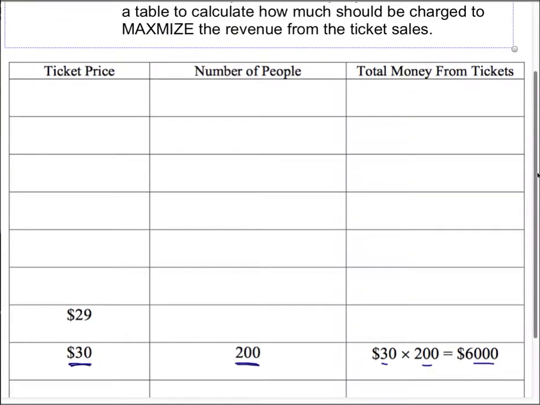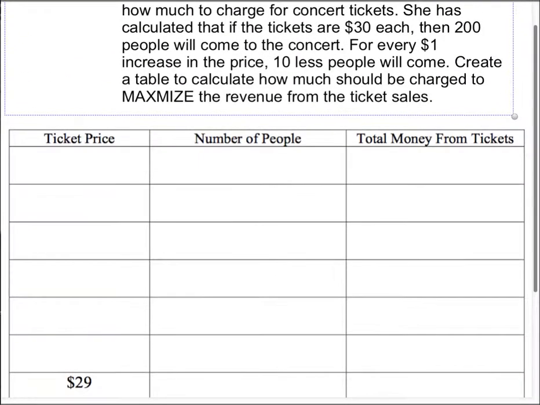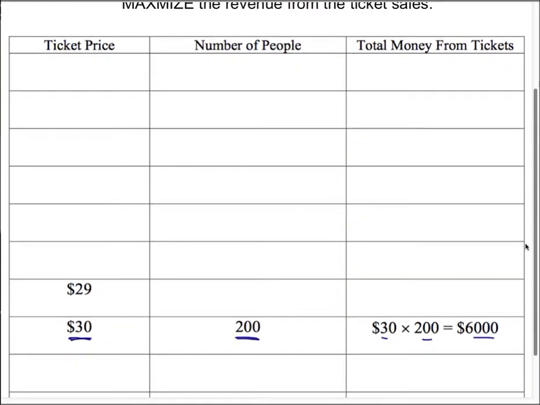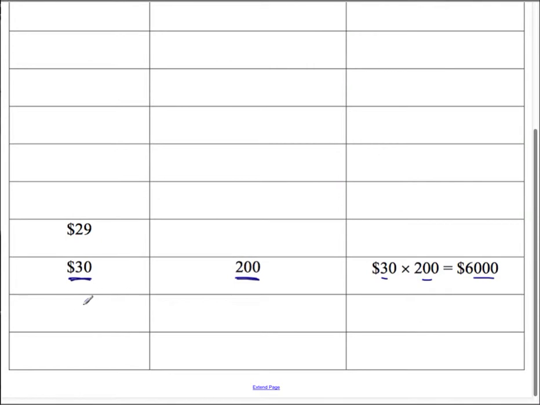Now, the situation, I'm going to go back up here. Maybe I should highlight it. It says for every dollar increase in price, 10 fewer people will come. So if I increase the price to $31, 10 fewer people will come. So 10 fewer people is 190.